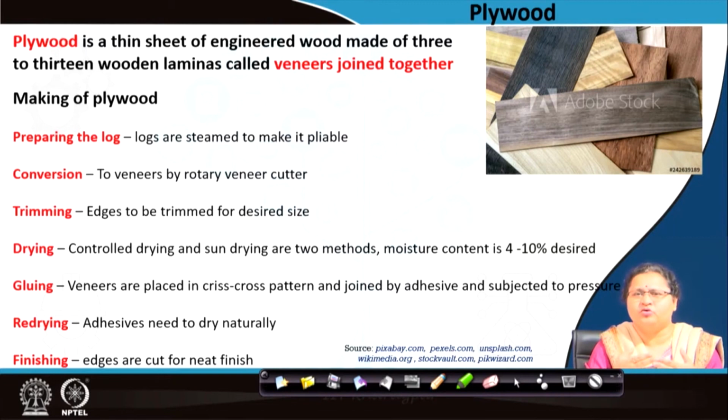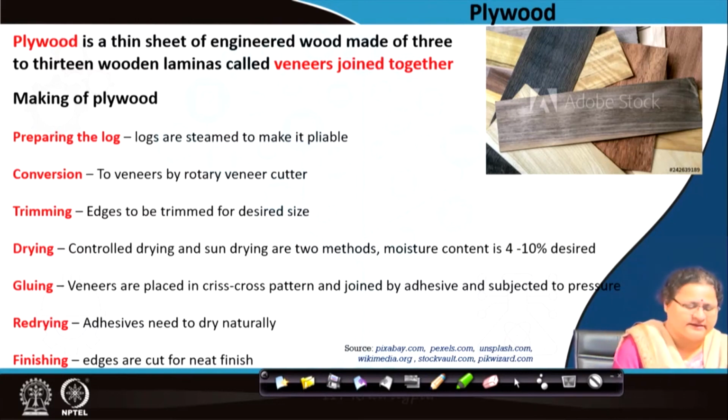Next, you are to glue each of the veneers with application of adhesive in between. So, once you are gluing one over the other, this crisscross of the fibers or the grains happens, which gives it more strength. What more happens there?